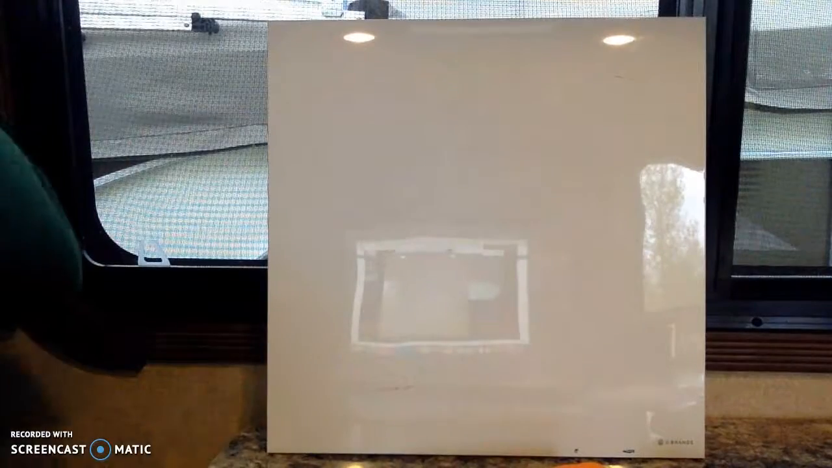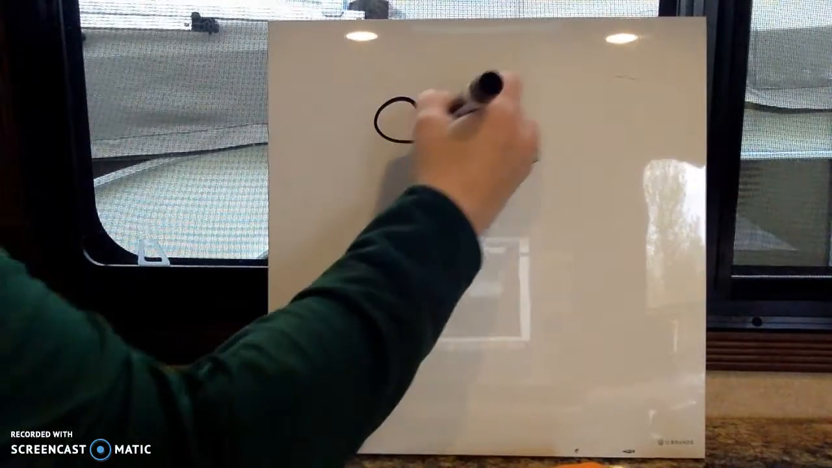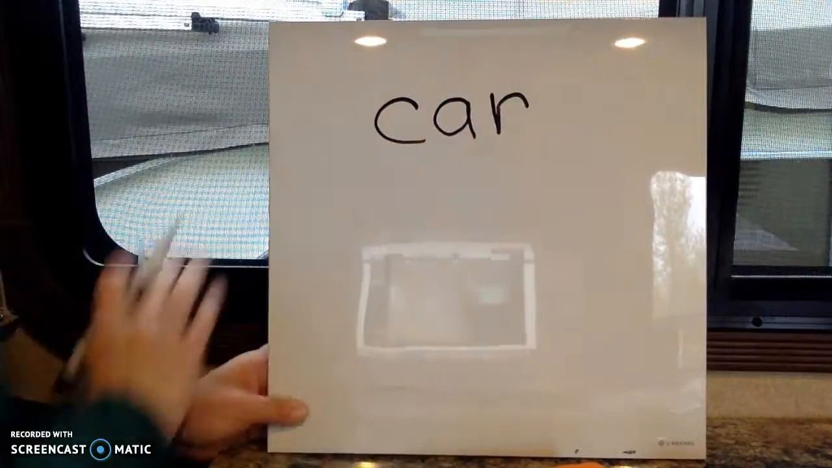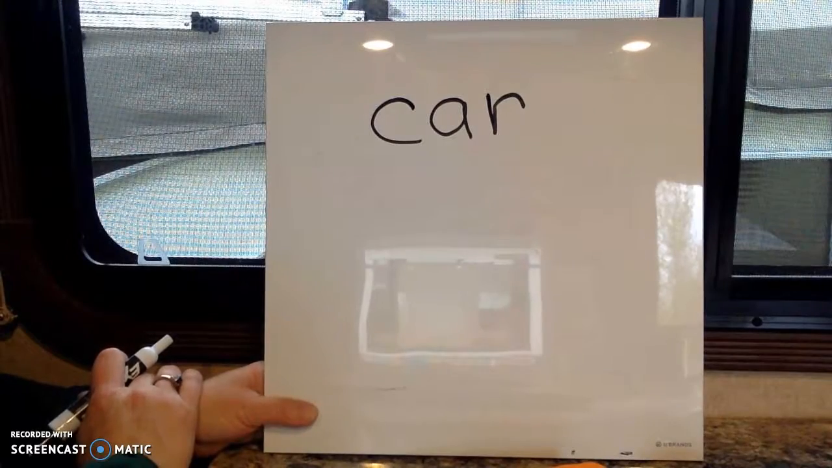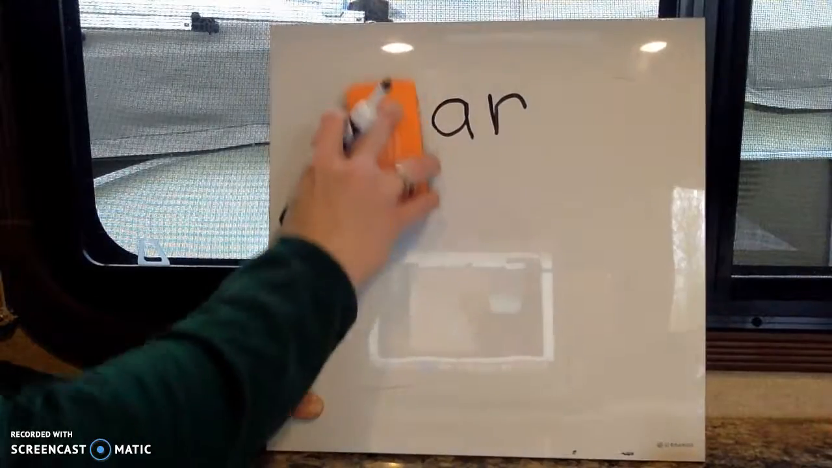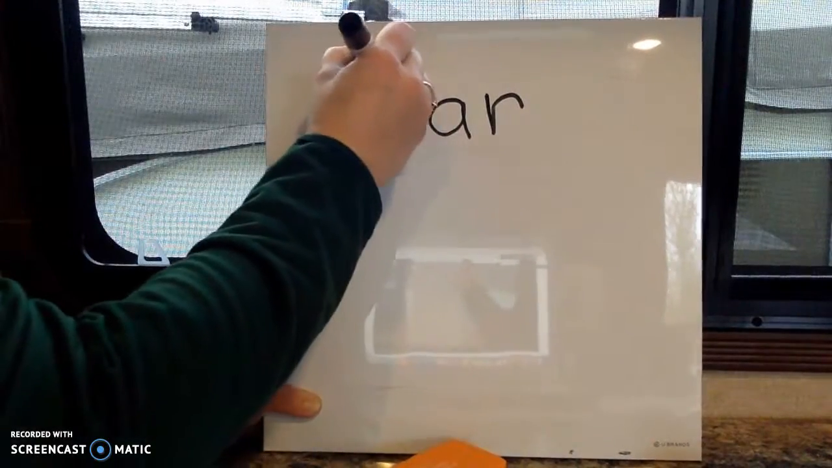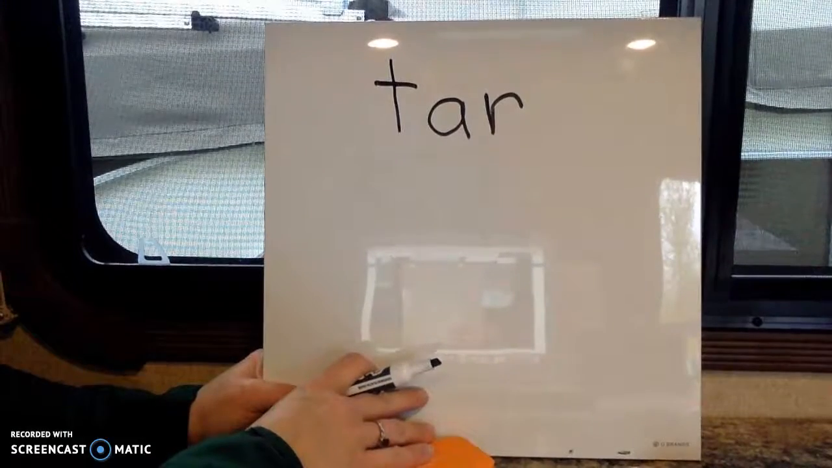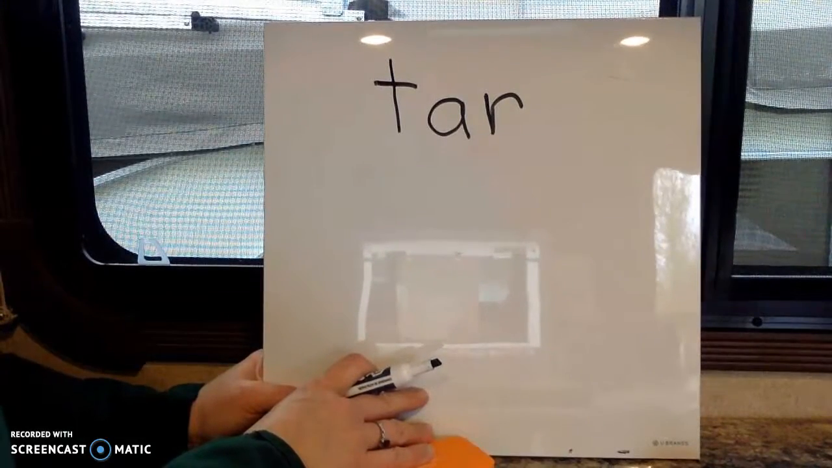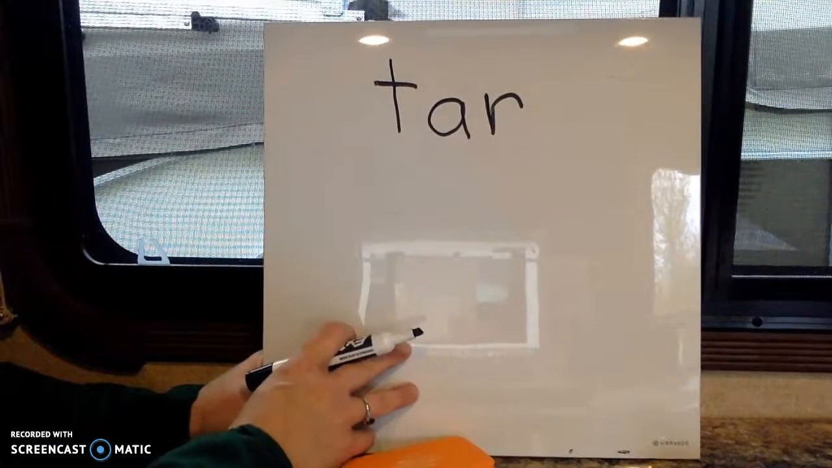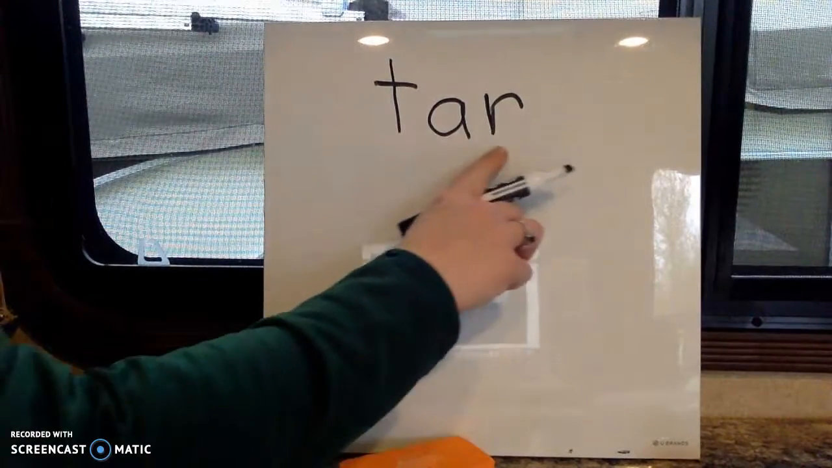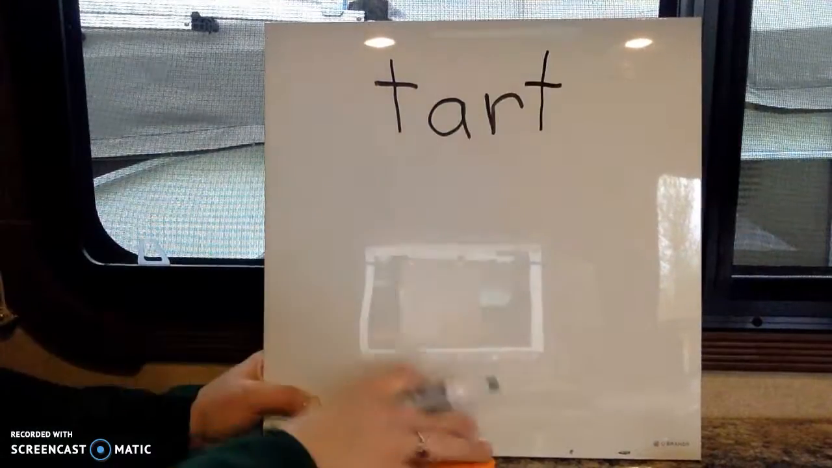So today we're going to start with the word car, and then we're going to change one consonant to make the word tar. So we're going to change the C to a T, and we will have tar. How could we make the word tart? What letter would we have to add? Would we add it at the beginning or the end? Tart. Yep, right here at the end. Tart.